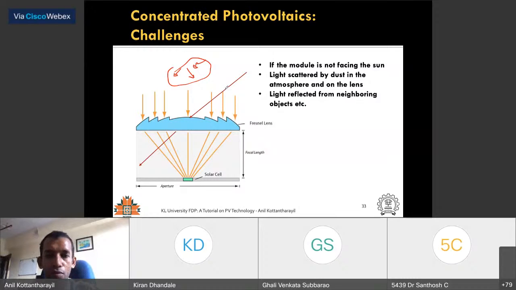Okay, so for example, in India, our air has a lot of dust, especially during the summer months, and the diffuse component of light is significantly higher compared to many other places. Okay, so this technology is costly. It has these kinds of challenges and so on.